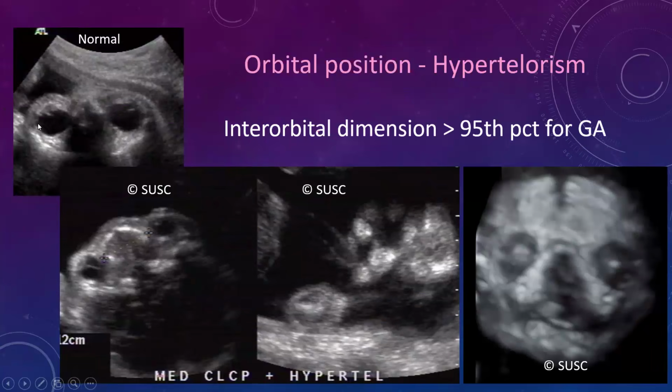Coming to the position of the orbits, they could be too close together or too far apart. If they're too far apart, we call it hypertelorism. And here again, subjectively, you see that the distance between the orbits is very wide. Most often this happens in a median cleft face syndrome, where there's a median cleft and the entire midline is widened. There you have the two bony orbits widely spaced, so you can fit more than one orbit in the space over here. If you measure the interorbital distance, it will be more than 95th centile for gestational age. And this is classically seen again in holoprosencephaly.